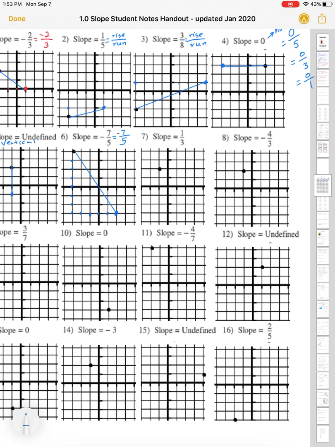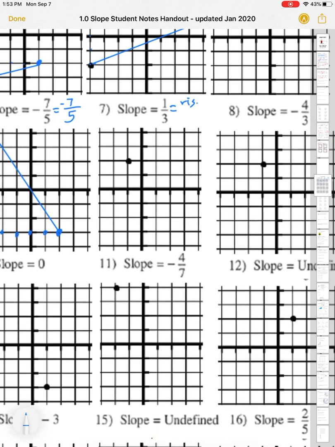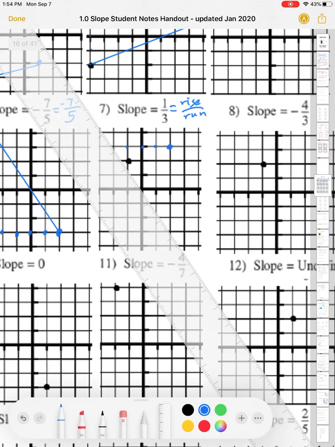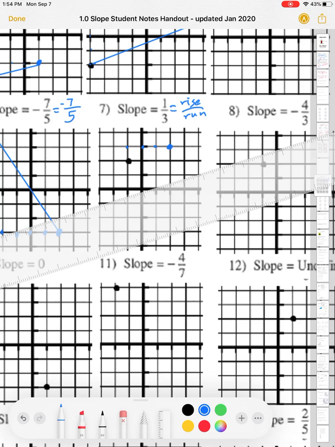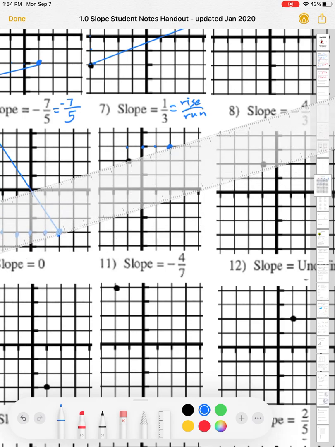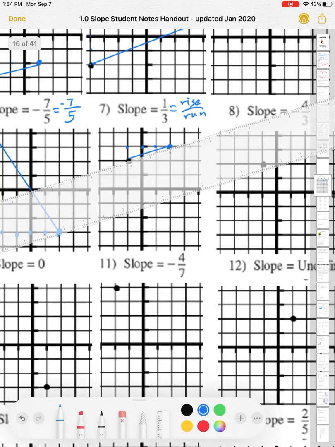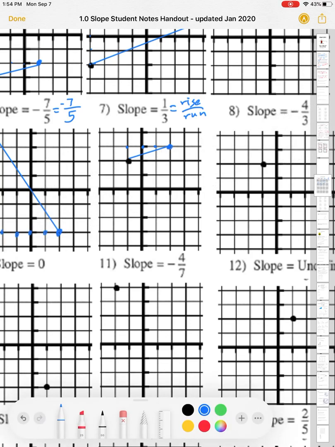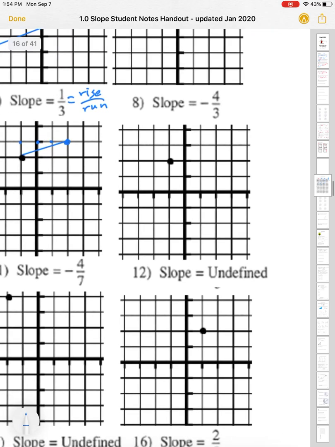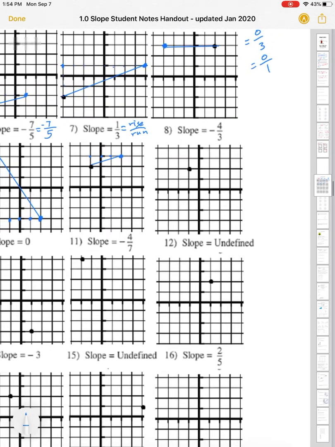Okay, and we're back. So 7, slope is 1 over 3, so that's rise over run. So my rise is 1 and my run is 3. And I get my ruler in there. There we go. And that would be our line.